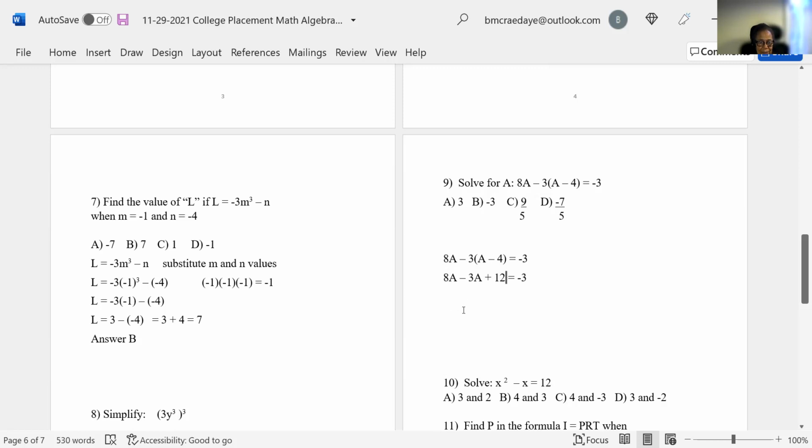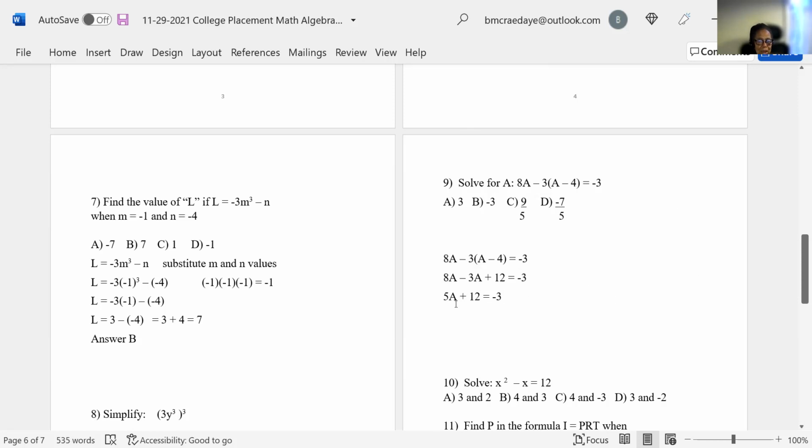Okay, now what's the 8A minus 3A? 8A minus 3A. 7A. What's 3 from... No, A? 5. That's 5A. That's right. So that's going to be 5A because you subtract the coefficients, right? 3 from 8 is 5. So that's plus 12, equal minus 3.